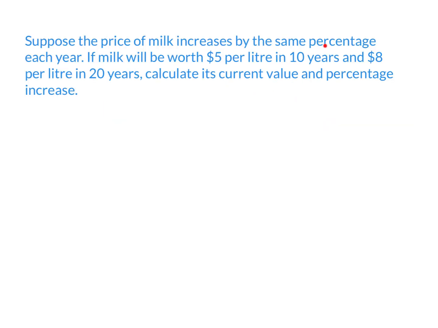All right, let's look at one harder question now. Suppose the price of milk increases by the same percentage each year. Milk will be worth $5 per litre in 10 years, $8 per litre in 20. Calculate its current value and percentage increase. So hopefully you're thinking, because we're finding two quantities at once, simultaneous equations. Because it's increasing by the same percentage each year, that's exponential growth. So let's write our formula here.